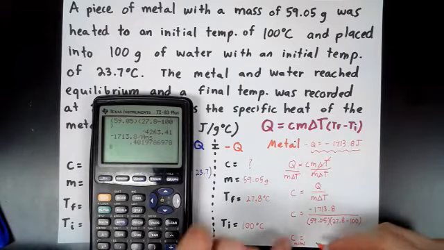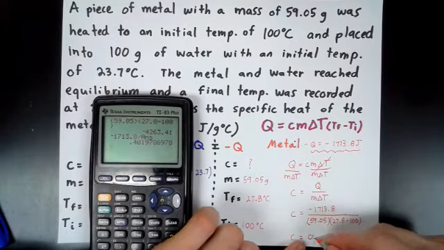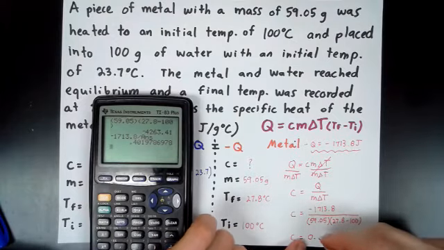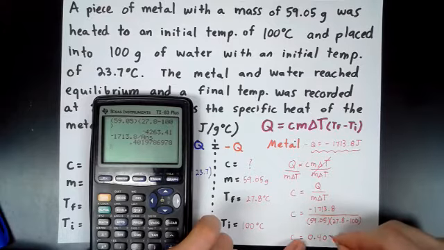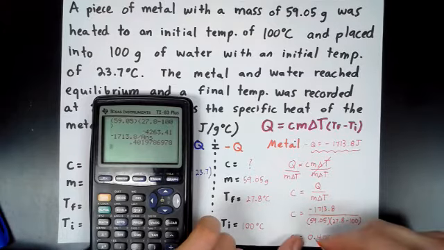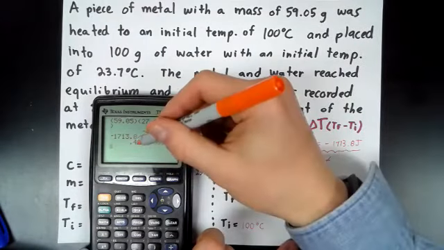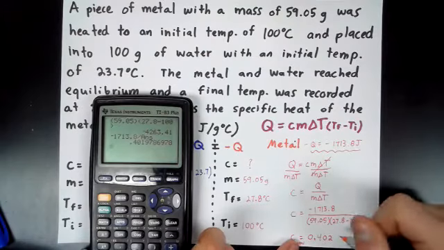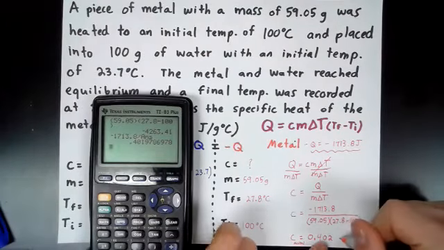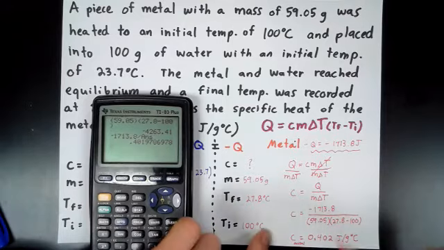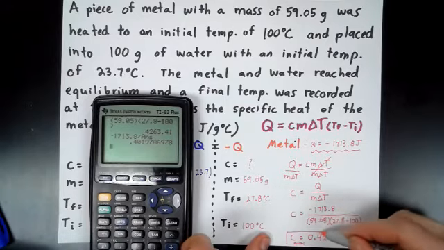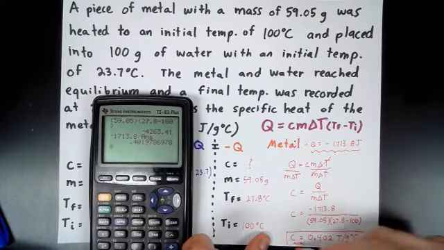And what I find is that the specific heat capacity of this particular sample of metal, I'm going to round that to 3 decimal places, just because I like to have as many rounded digits as possible. 4.01, we'd round that 1 up to a 2. So what we would find is that the specific heat of this metal was 0.402 joules per gram degrees Celsius, which is the specific heat of our sample of metal.